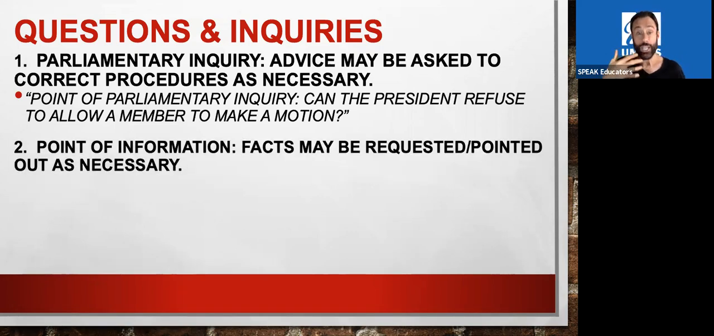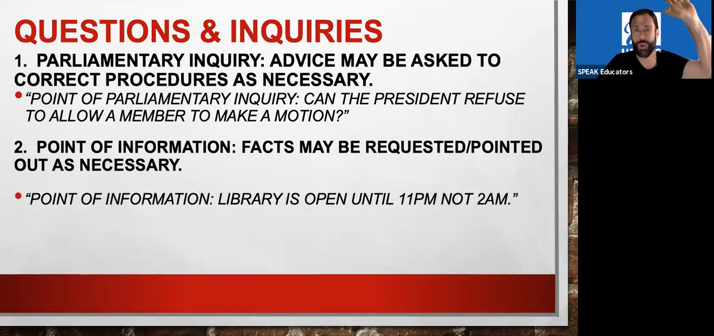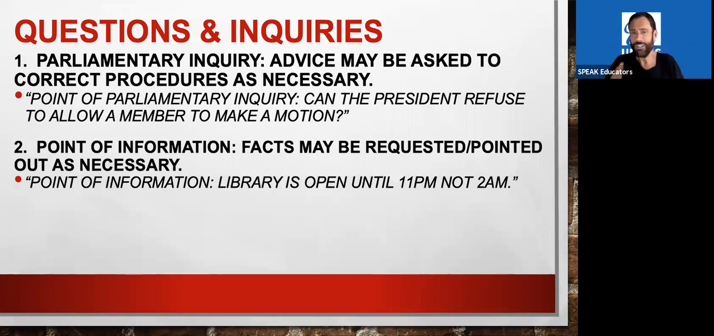The next one that we want to talk about is what we call point of information. Point of information can be used at any time when you either need facts or you want to point out a fact that's being talked about in error. So let's say we're in a meeting and we're talking about the library hours, and someone says the library closed early because they're supposed to close at 2 a.m. And you're like, no, I know the library hours. The library closes at 11 o'clock. You could interrupt and say, point of information, the library doesn't close at 2 a.m. The library's hours are until 11 p.m., right?